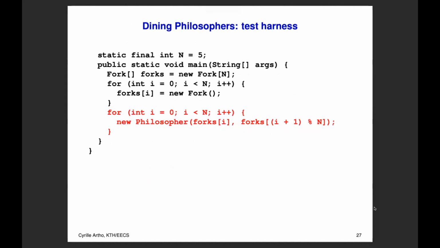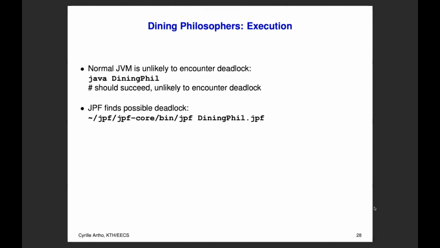So then we have this test harness that initializes the philosophers and the forks. And here we see that we have this very symmetrical pattern that gives rise to this potential deadlock where each philosopher might get fork i and then waits for fork i plus 1 next, modulo the number of philosophers.